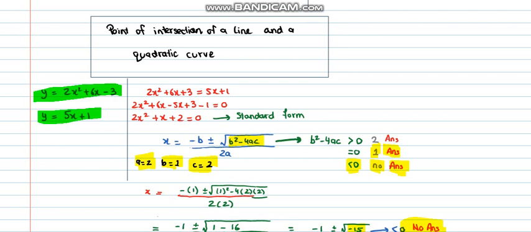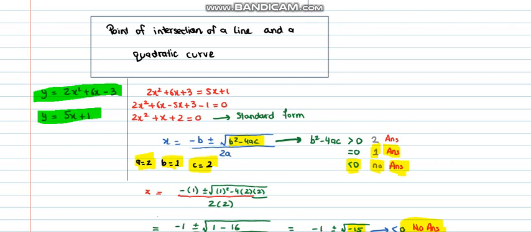So if b square minus 4ac is greater than 0, or positive, then that means that there are two points of intersection. If it equals 0, then that means that there is only one point of intersection. And if it is less than 0, then that means that there is no point of intersection.